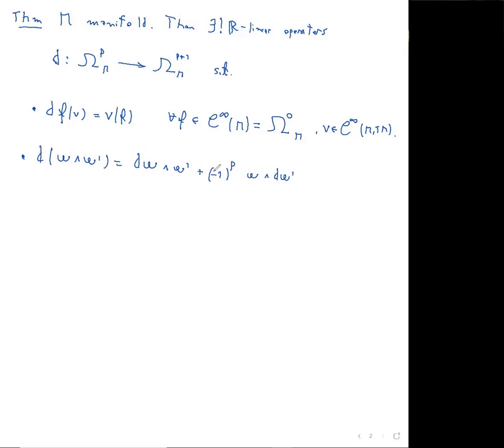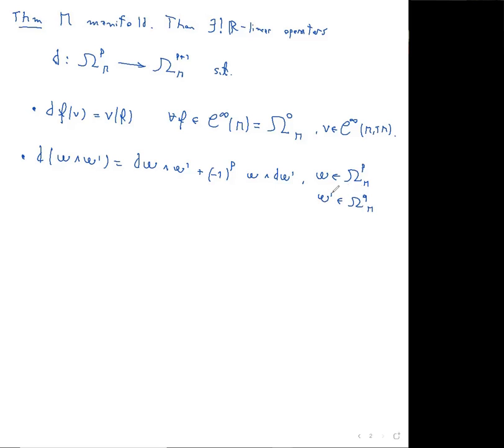So the standard Leibniz rule here has just a plus. This (-1)^p does not appear. But here we have this (-1)^p. And of course, I have to tell you what p is. So omega is a p-form, and omega prime is some q-form.